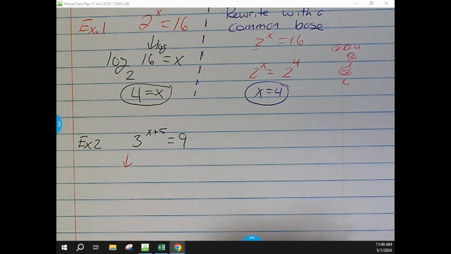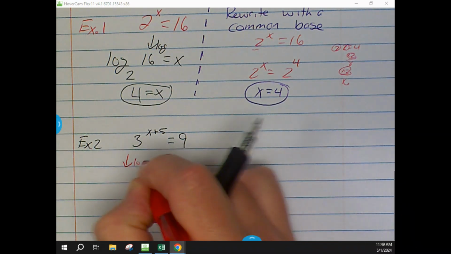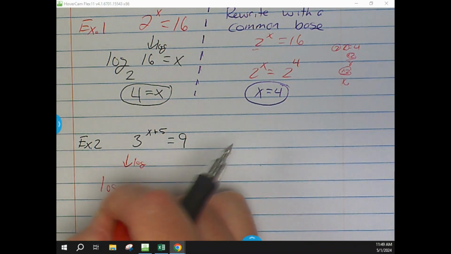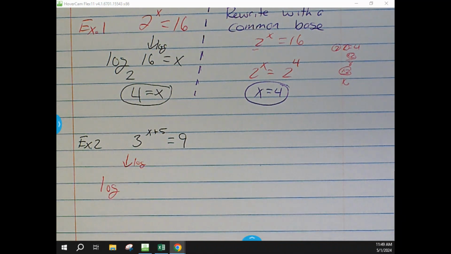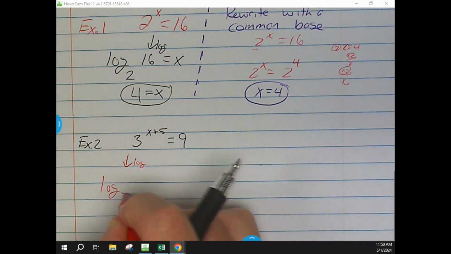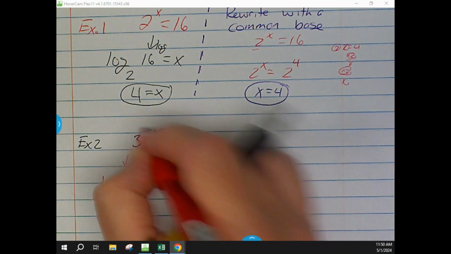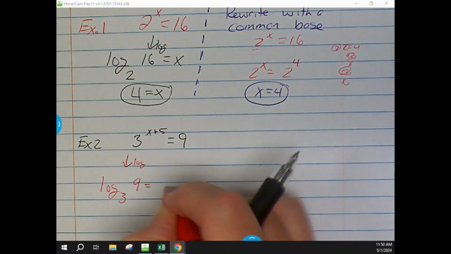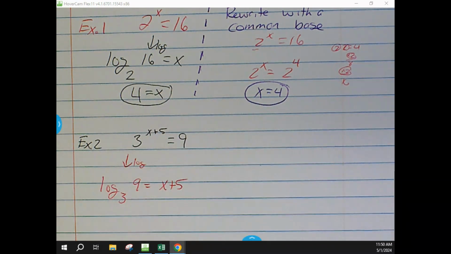Okay, and again, for this part, we're going to go ahead and just do it with a calculator. So we're going to rewrite it, put it in log form. Again, if we put it in log form, we're going to put log. It's 3 to the x plus 5, so 3 is your base, and then you're going to switch these two things. The 9 will go here, and the x plus 5 will go there.